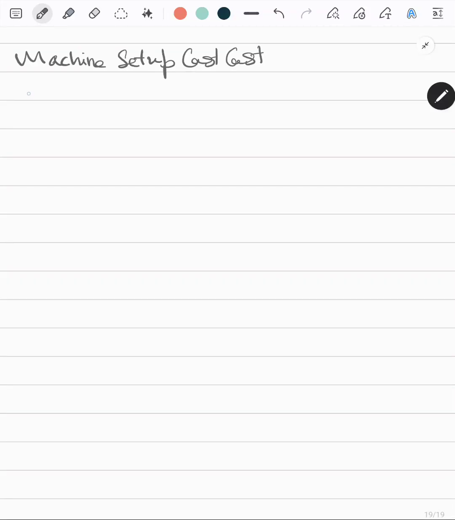So the machine setup cost is 26550, and the production runs per annum are 16, 12 plus 8.